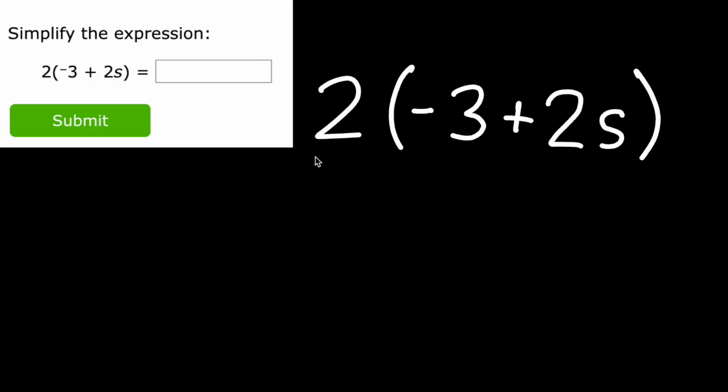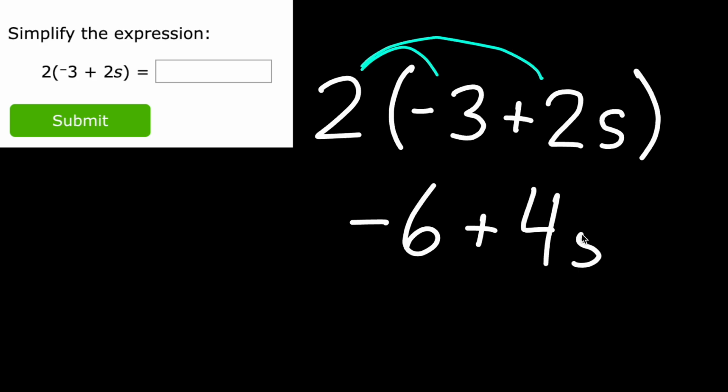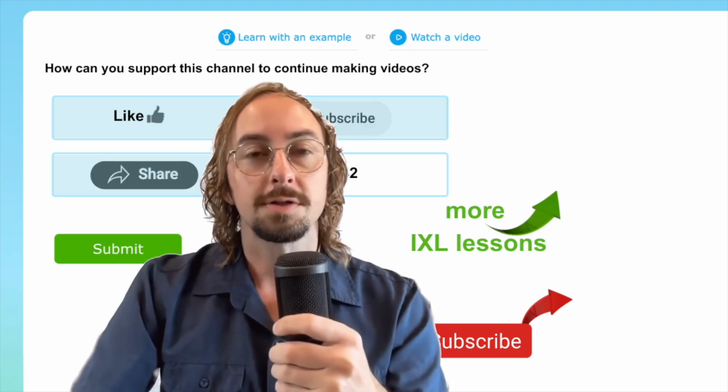Then lastly, if we have to multiply by more than one term, we need to distribute it to each term separately. So 2 times negative 3 is negative 6, 2 times 2s is 4s, so our final answer is negative 6 plus 4s.